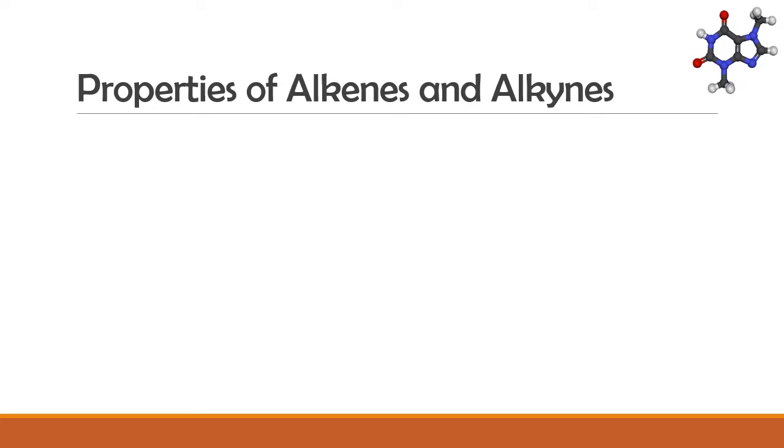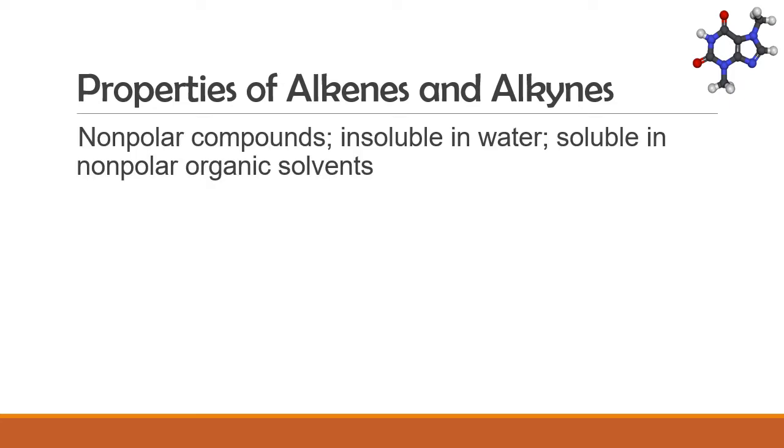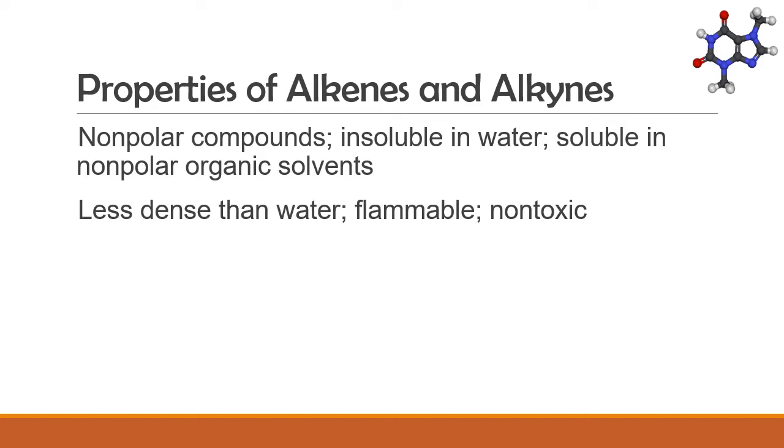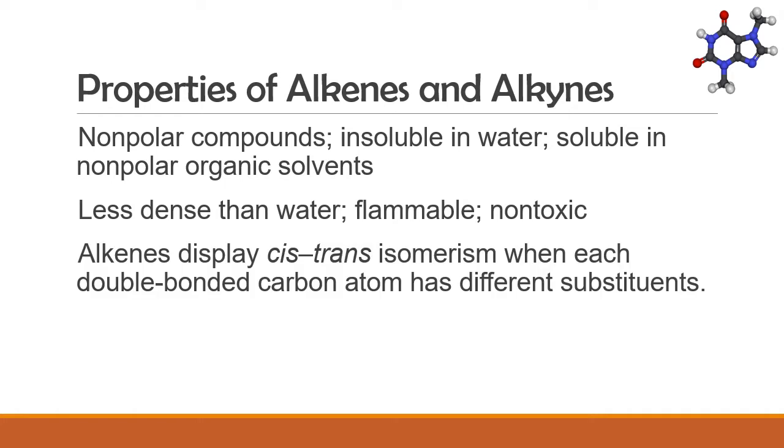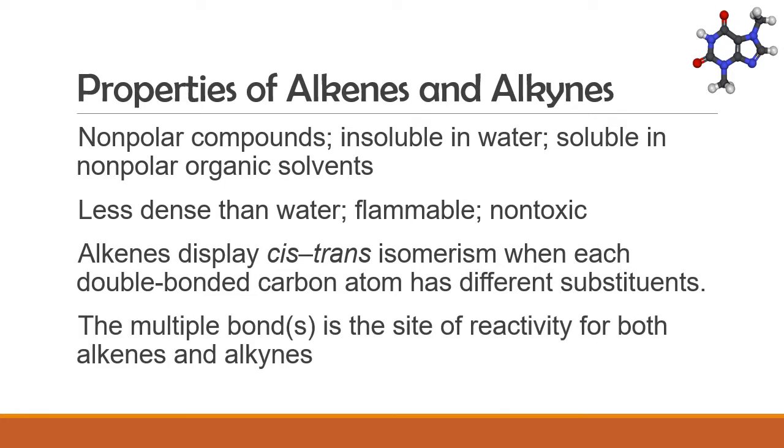Alkenes and alkynes have similar properties to alkanes. They are nonpolar compounds that are insoluble in water but soluble in nonpolar organic solvents. They are less dense than water, flammable, and non-toxic. Alkenes display cis-trans isomerism when each double bond carbon atom has different substituents. The multiple bond is the site of reactivity for both alkenes and alkynes.